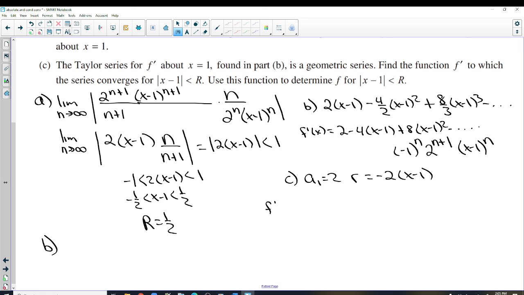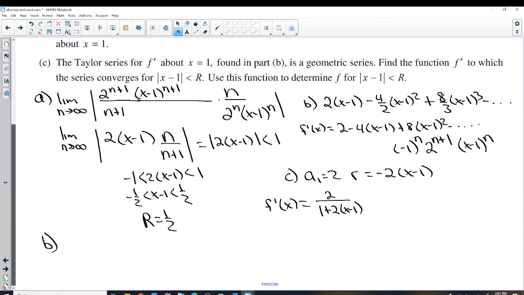So they're saying f prime of x, we took the derivative, has a function that goes along with it. It's a sub 1 over 1 minus r. So I'll just put it right away as a plus, because they have minus minus. A sub 1 over 1 minus r. Let's simplify. 2 over 1 plus 2x minus 2. So 2 over 2x minus 1. 1 minus 2 being negative 1.